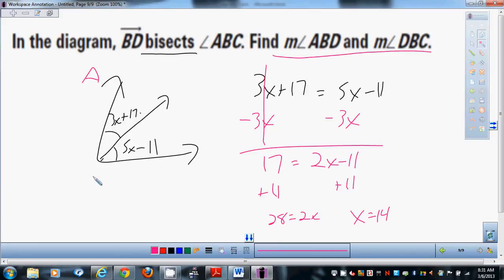3 times 14 plus 17. Somebody plug that in. What is 3 times 14 plus 17? 59. Do I even need to plug it into the other one? No. Why not, Trip?